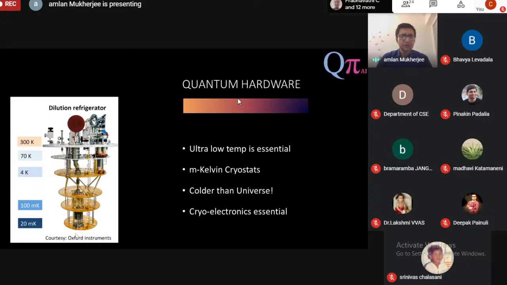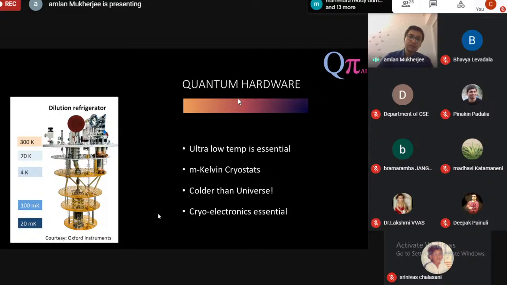Here is a picture of the cryostat. One thing I want to bring your attention to is the lower stage is at, okay, it's stating 20 millikelvin, but usually it's 10 millikelvin. And this is much colder than the universe, deep space. If you go into deep space, you will get around 3 Kelvin, I think, the microwave background. But here you have much colder than the universe.